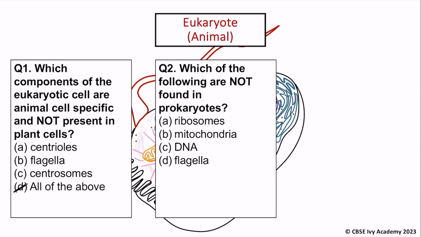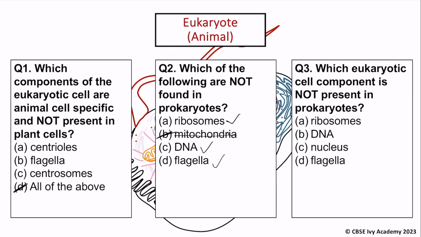Which of the following are not found in prokaryotes? Ribosomes, mitochondria, DNA, or flagella? And the answer is mitochondria, because prokaryotes cannot have membrane-bound organelles like the mitochondria, but they do have ribosomes, they do have DNA, circular DNA chromosomes, and they do have flagella.